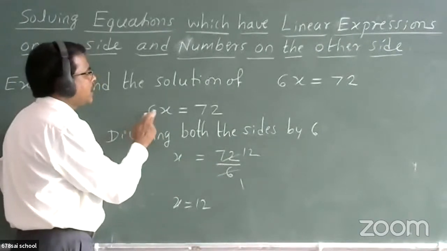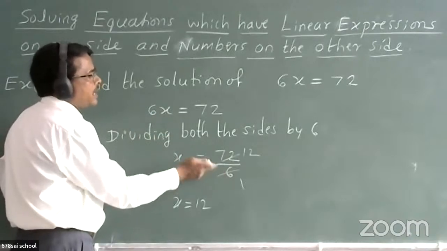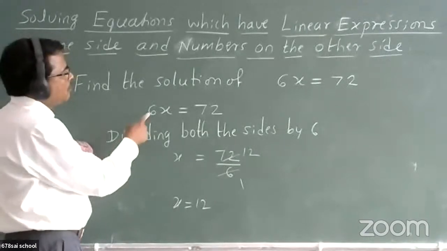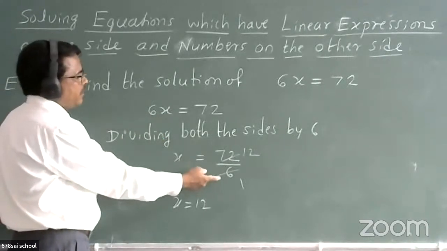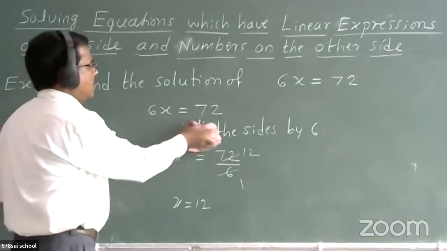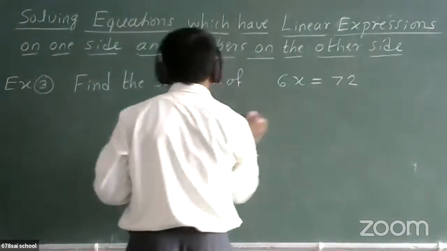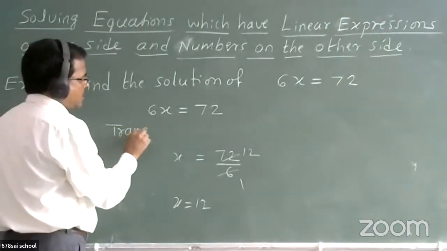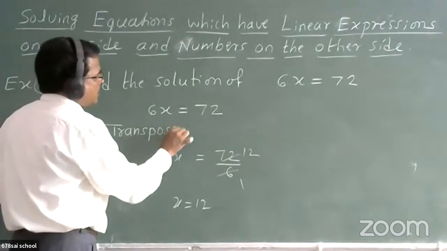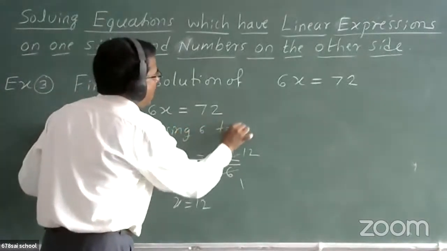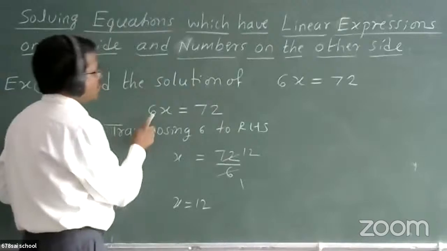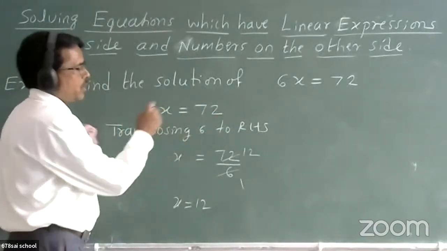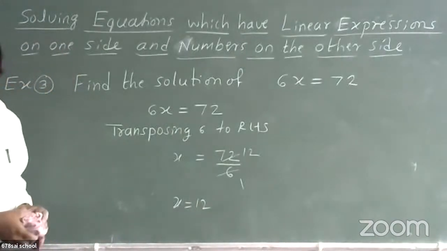Understanding? Multiplication becomes division when it is transposed. Now, we shall write transposing. Transposing, second method. Transposing 6 to RHS. If you transpose 6 to RHS, multiplication becomes division. So x equal to 12. Understanding? Right.